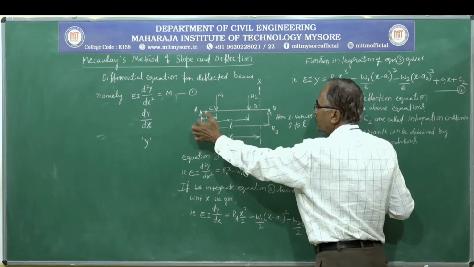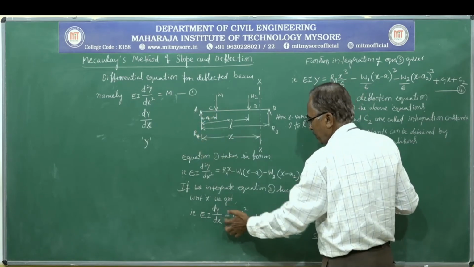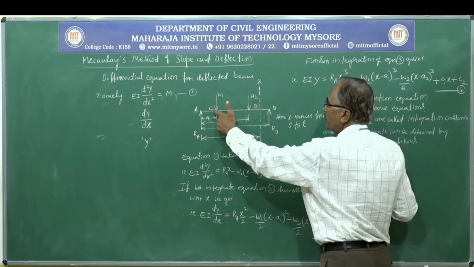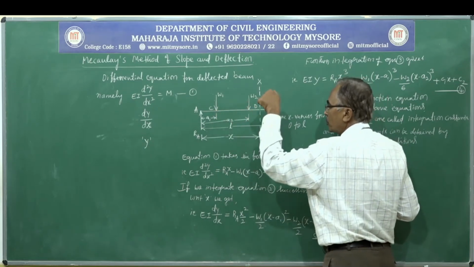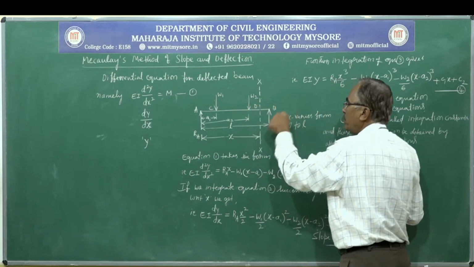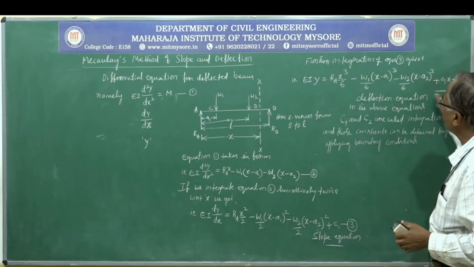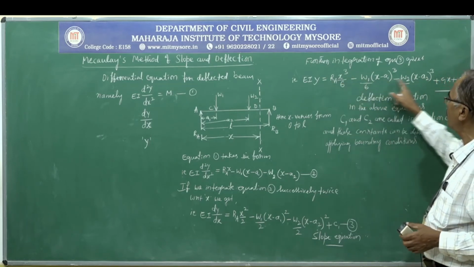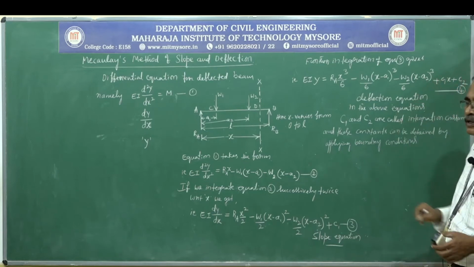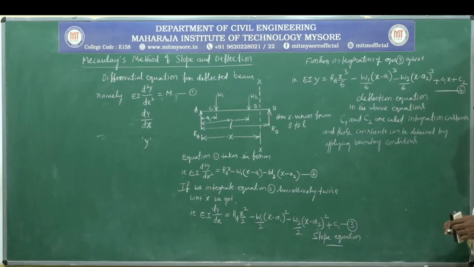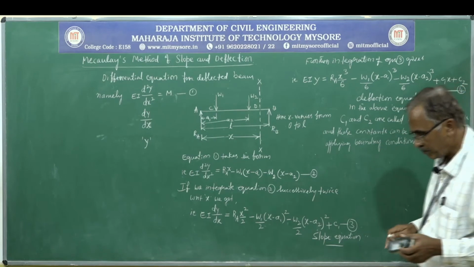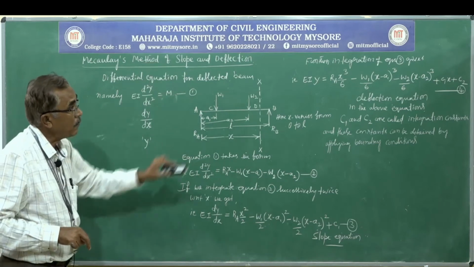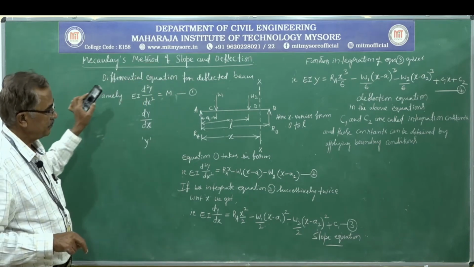If you substitute x is equal to 0, you will get some value. If you substitute x is equal to a1, you will get a value. If you substitute x is equal to a2, you will get a value. Similarly, the same way we get the deflection by substituting x values in equation 4. So boundary conditions are important here. So this is about the Macaulay's method.